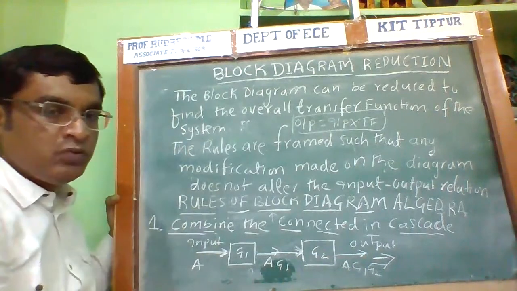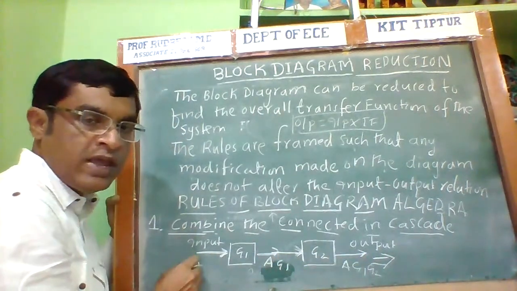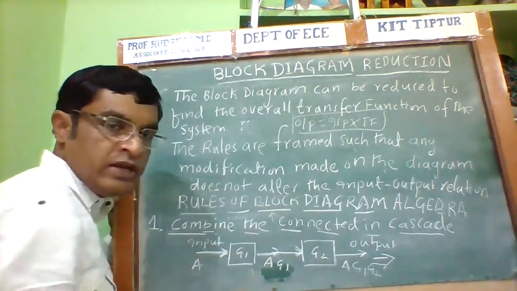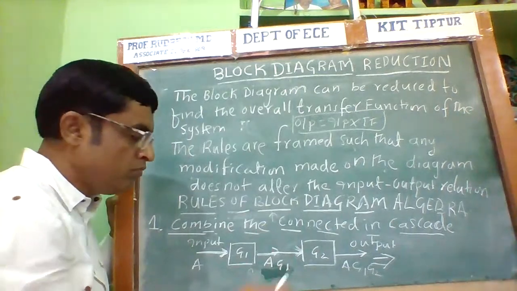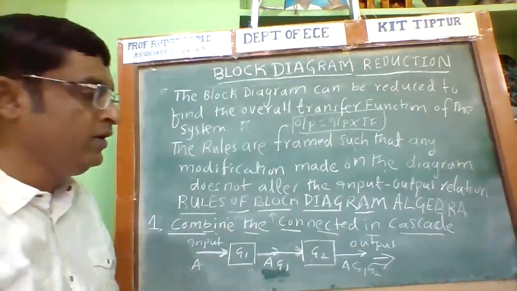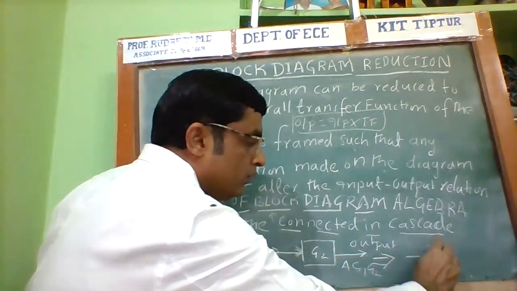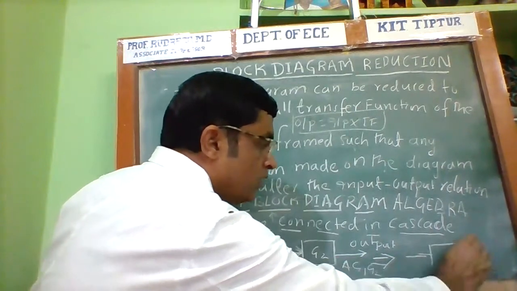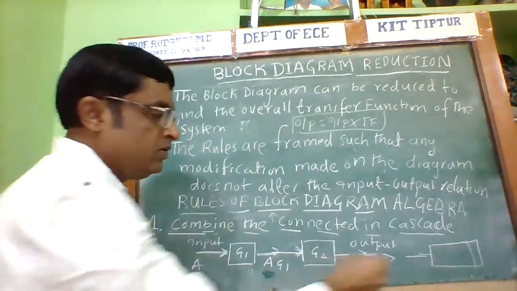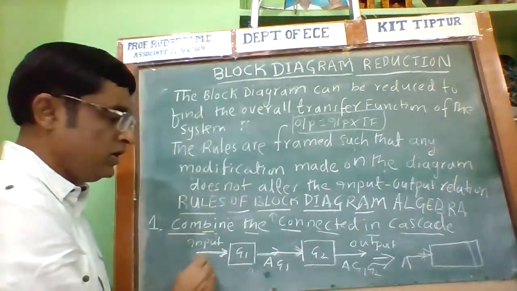Now, this is the output of the cascaded blocks. If I input A, then the output is A into G1 into G2. If the blocks are connected in series or cascade, then I should represent this as a single block. And what is the way of representation? Your input is A.